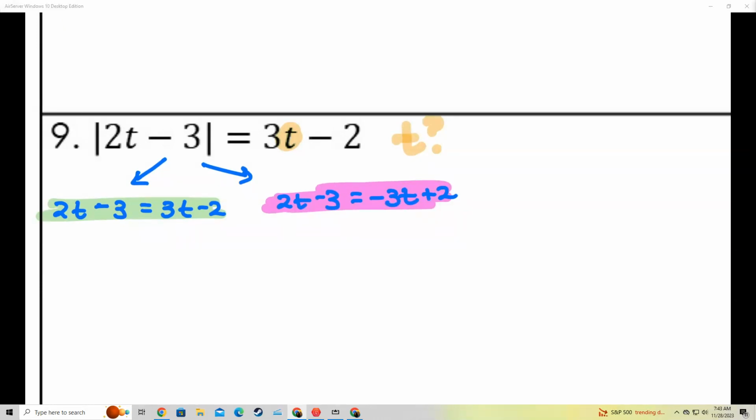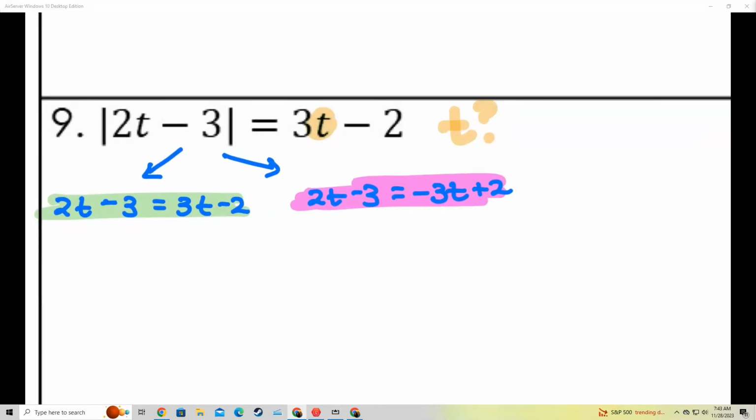All right, let's go ahead and solve each one. Let's see. I'm going to subtract the smaller t, which means I'm going to subtract 2t from both sides. I get negative 3 is equal to t minus 2. I'm going to add 2 to both sides.